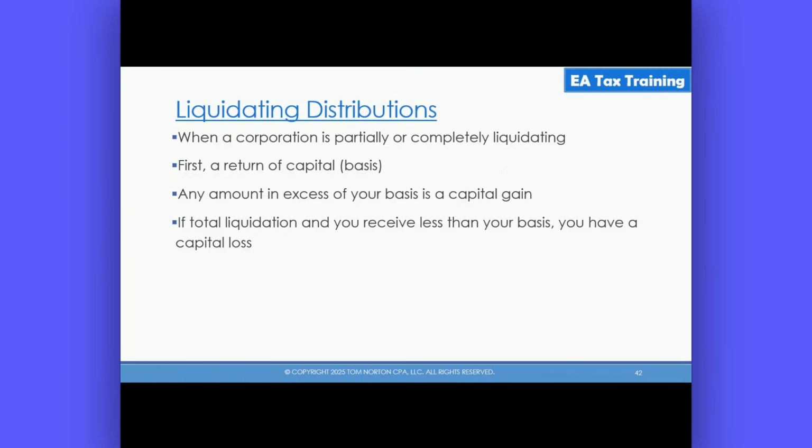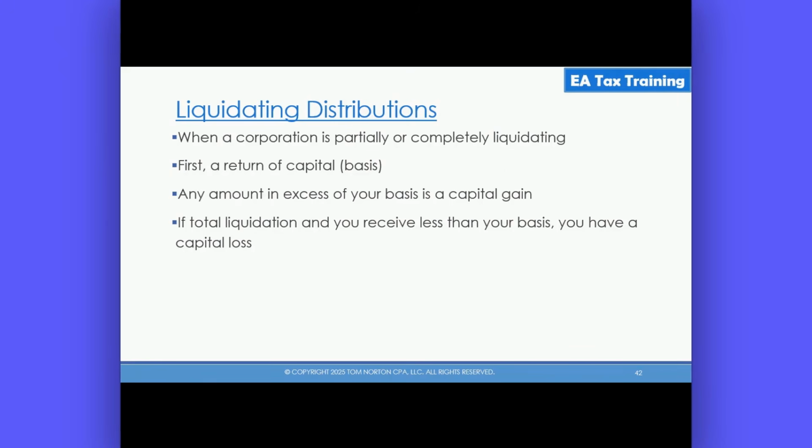Liquidating distributions. When a corporation is partially or completely liquidating, so they're going out of business, they've decided, you know what, we don't want to be in this business anymore. We're just going to sell all of our assets, pay off our debts, and whatever's left over, we're going to distribute out to our owners, to our shareholders. Well, the first part of that liquidating distribution is going to be a return of capital, which is not taxable. So they're going to basically be giving you your money back. You can think about it that way. Any excess amount over the amount of your basis is a capital gain.